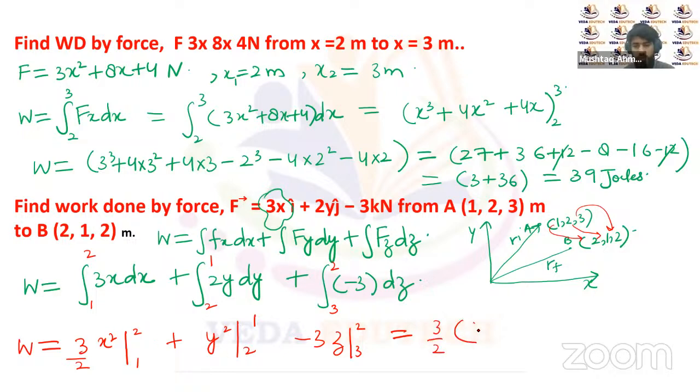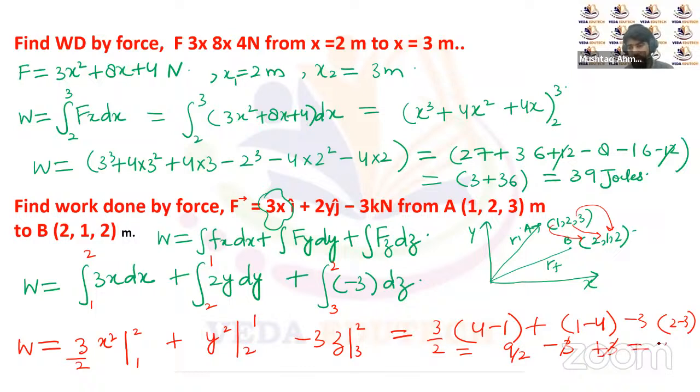2 square, that will be 4 minus 1, and it will be 1 minus 4. And here we will be left with minus 3 times 2 minus 3. So it will be equal to 9 upon 2, 9 upon 2 minus 3, so it will be plus 3. So this and this will get cancelled.